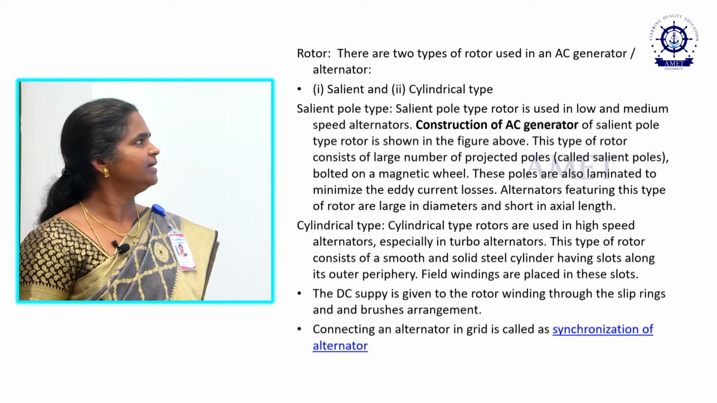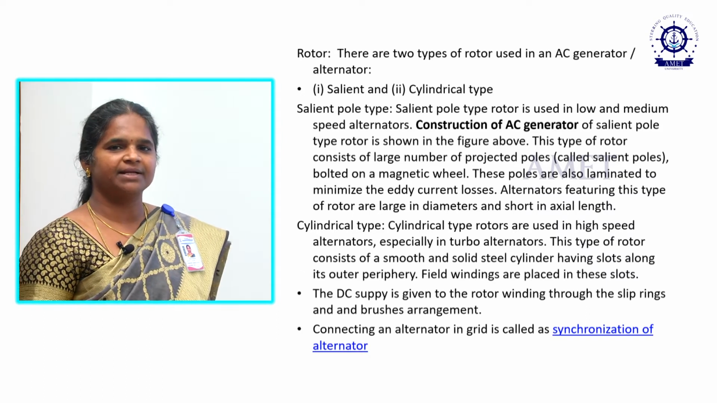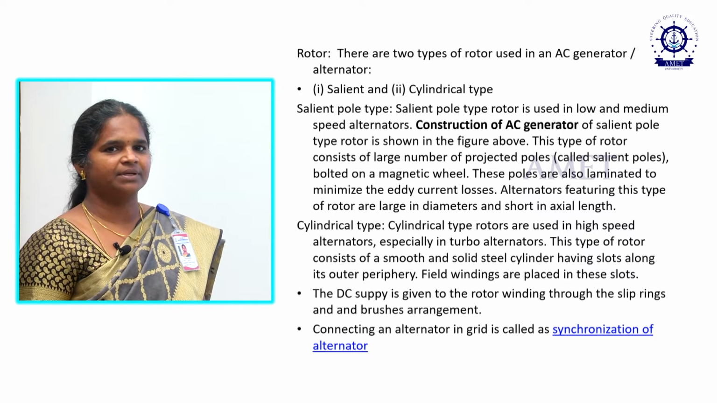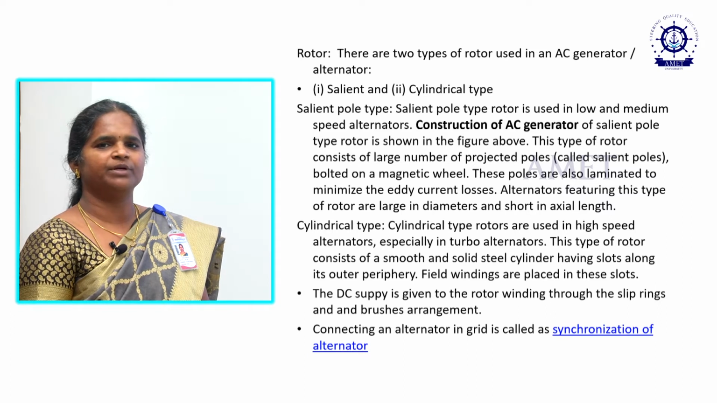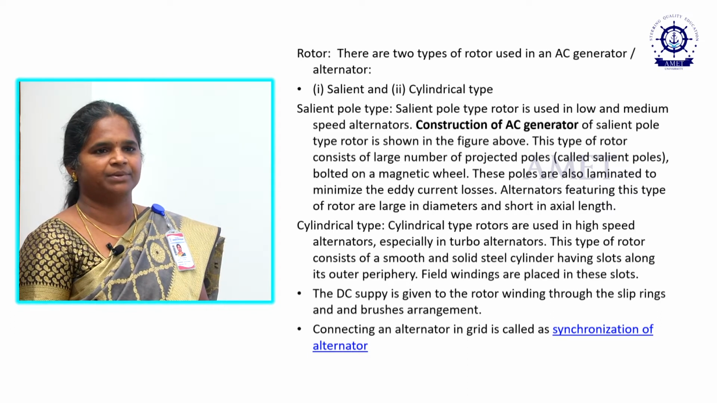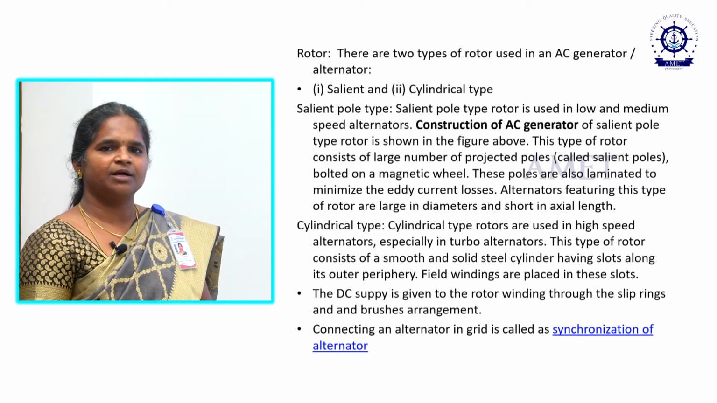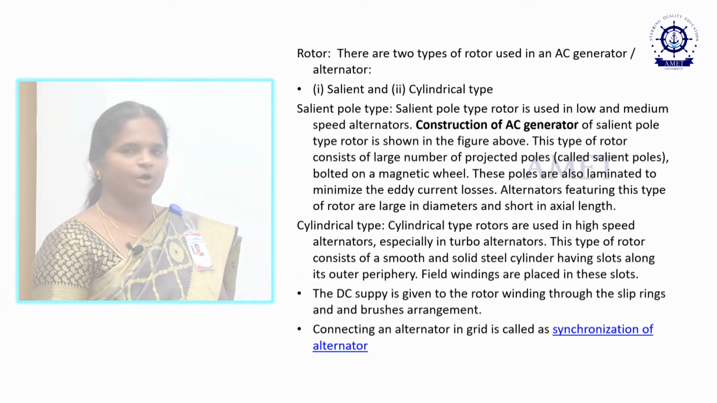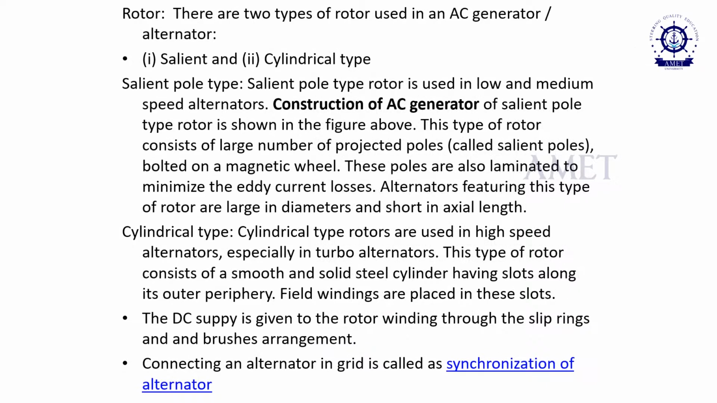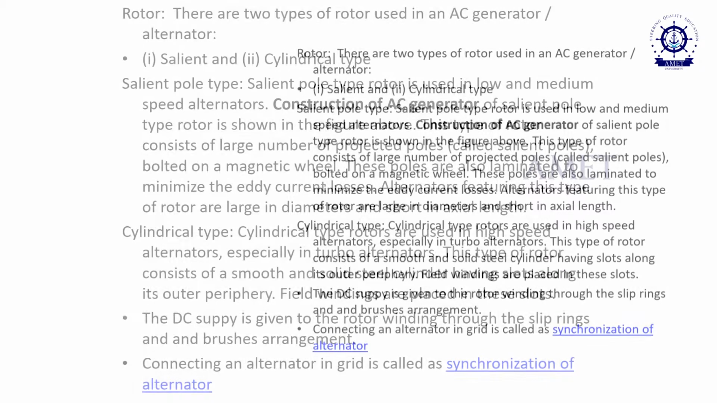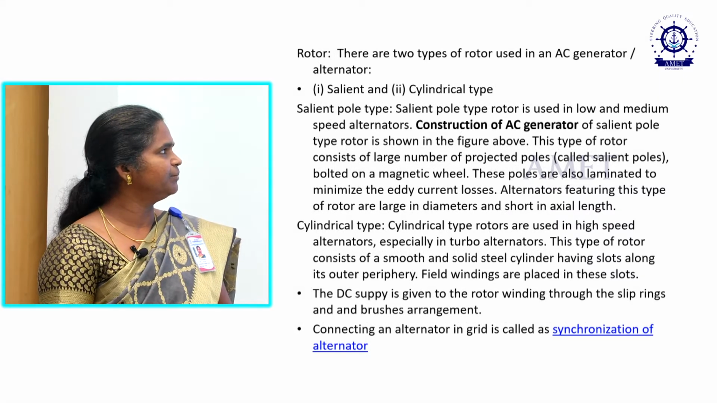The first one is the salient pole type, the other type is the smooth cylindrical type. Whatever we have seen in the construction is the salient pole type. Salient pole type is nothing but a projected pole type. This projected pole type is mainly used for low and medium speed alternators, and short axial length and large diameter are available in the salient pole type alternator.